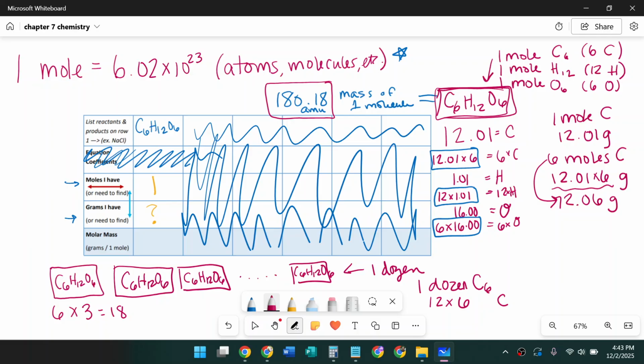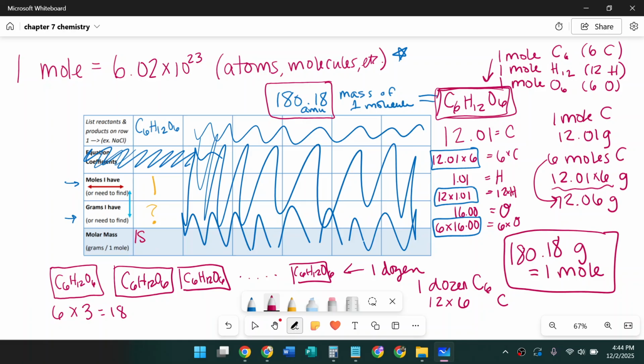Same thing when I added up the way I did to find the mass of 1 molecule. 180.18 is the atomic mass of 1 molecule of glucose, and 180.18 is how many grams are in 1 mole of glucose. So that's the molar mass. That's what we're calling molar mass. So that's grams, and that is for 1 mole. So I can use that now to find how many grams I have, if I know I have 1 mole.